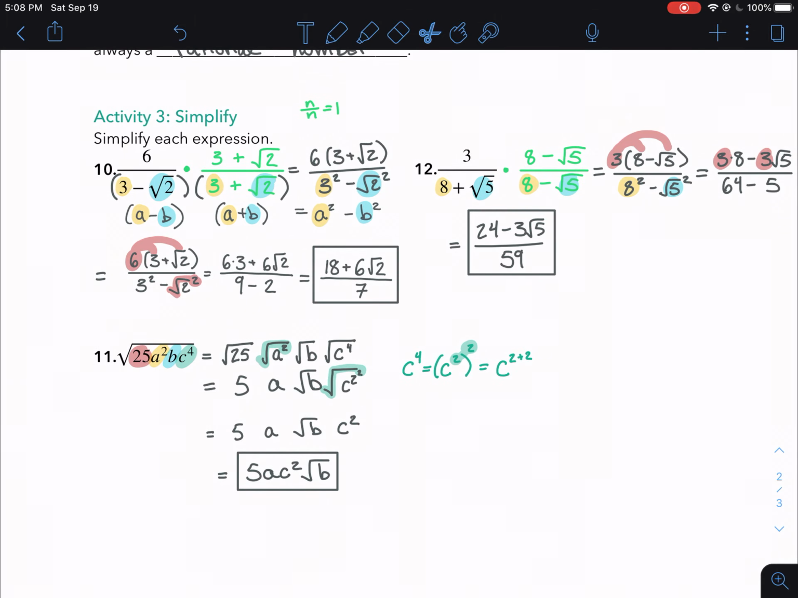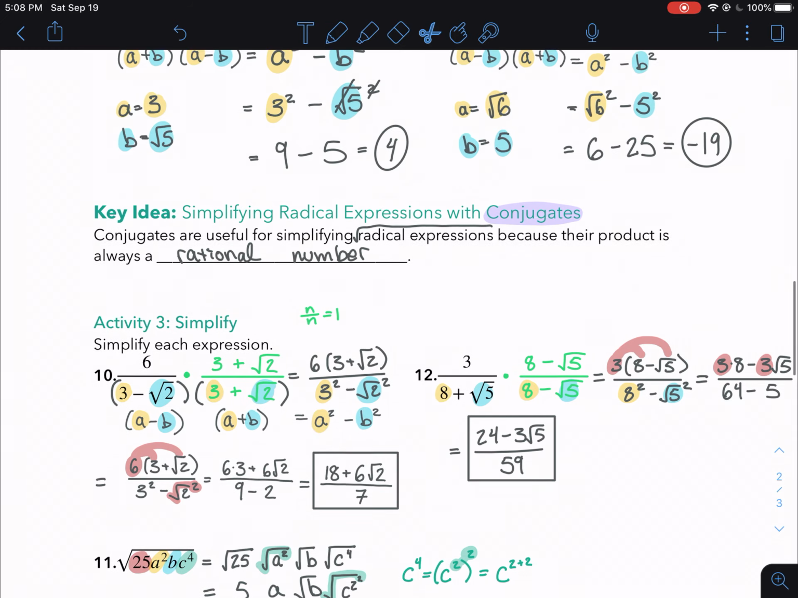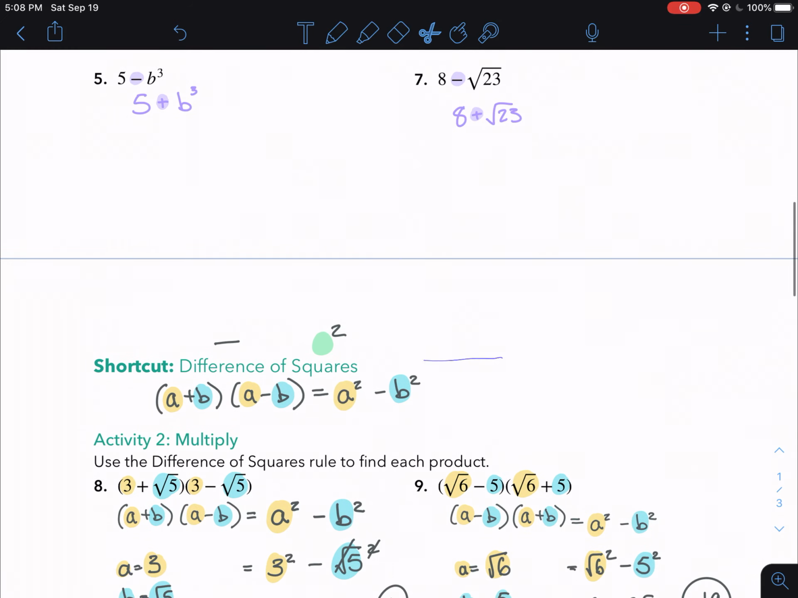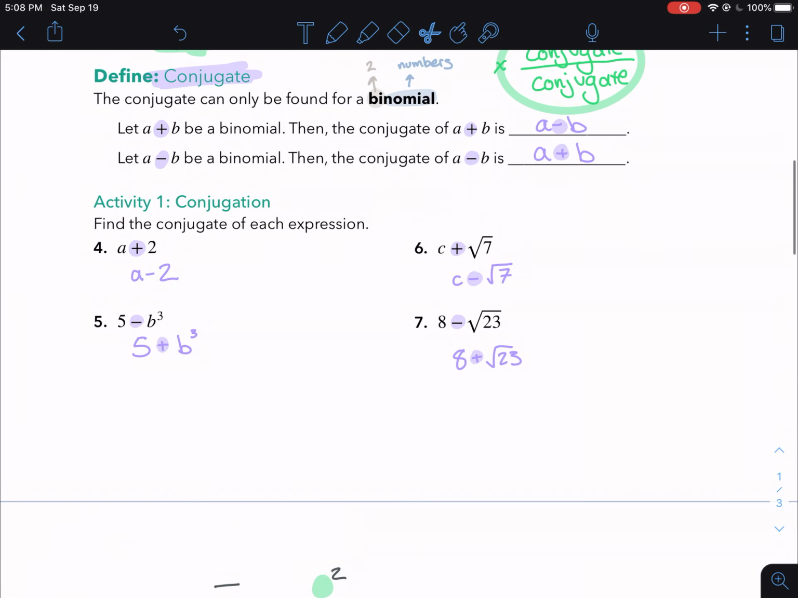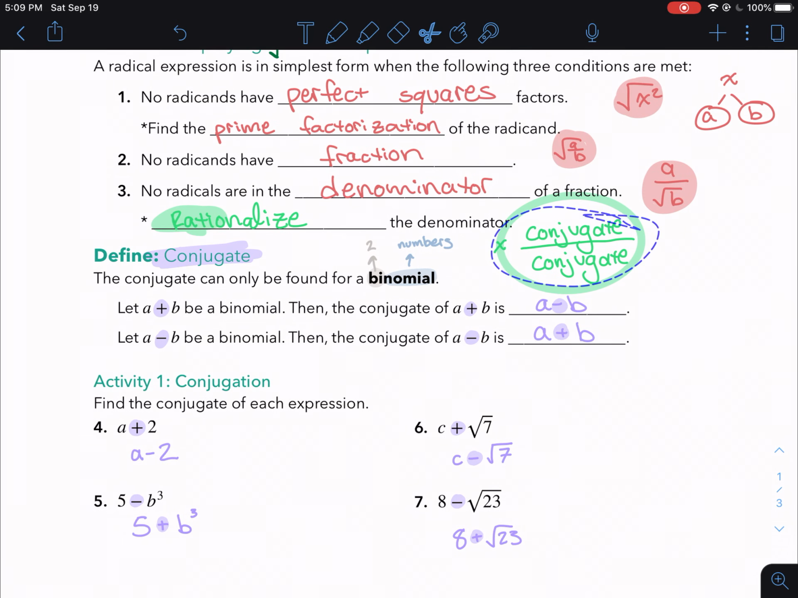Cool. I hope you guys have a wonderful time on your homework. Remember, this is your key idea here. We're going to use the difference of squares shortcut. Multiply top and bottom by a conjugate to help us rationalize the denominator.